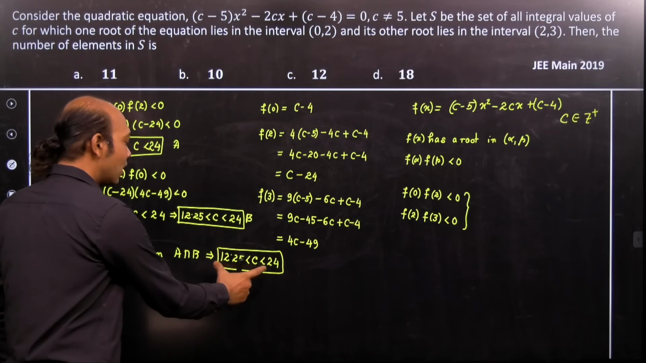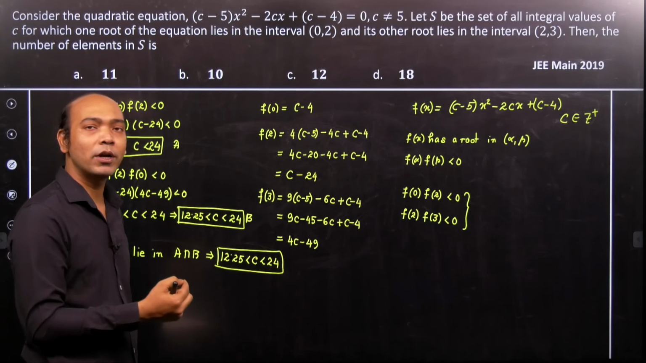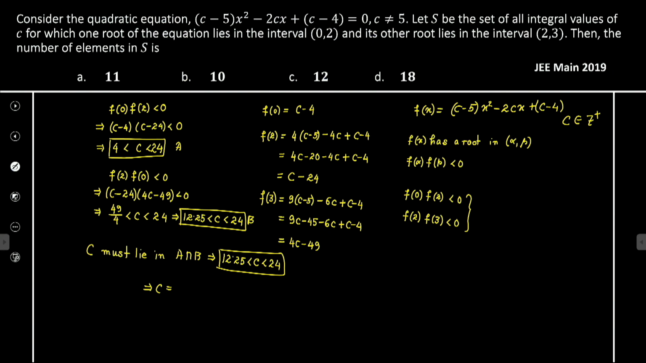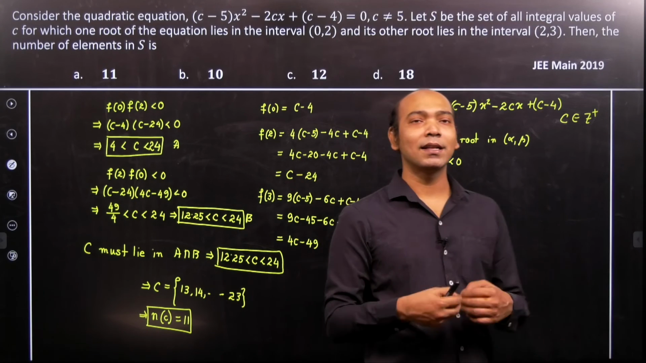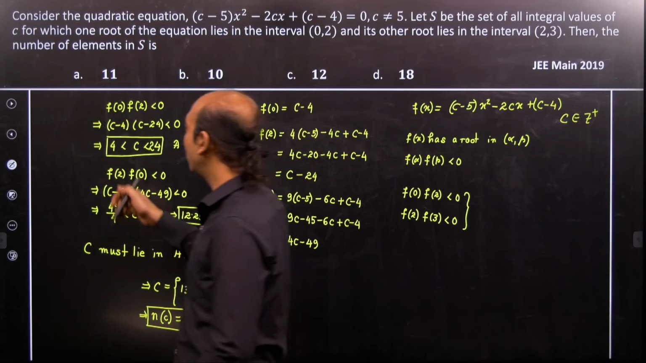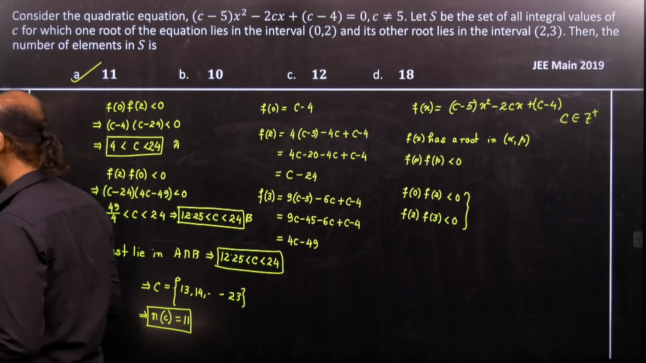So c is an integer that lies between 12.25 and 24. That means c may be any member of the set 13, 14 and so on up to 23. So how many members are there? The number of elements in c is definitely 11. How do we find 11? The easiest way is to take 23 minus 13, which gives you 10, plus 1, which gives you 11. So for this particular problem, 11 is the right choice.